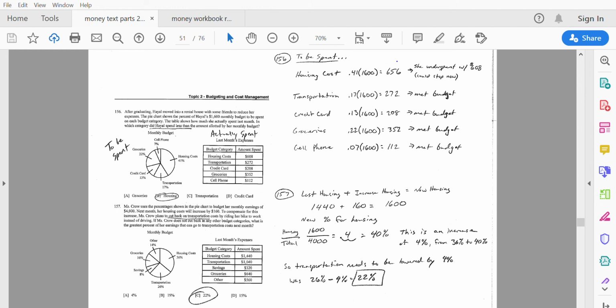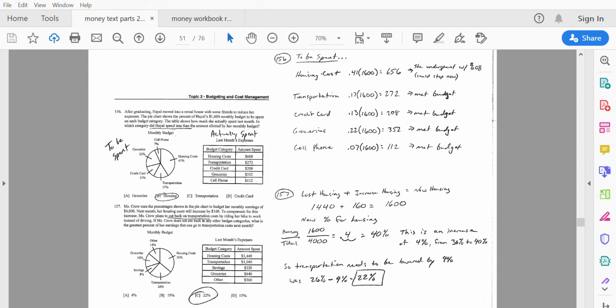So now we compare. Okay, 656 is what was budgeted. 608 is what she actually spent. So we were looking for where this was less, and we found it right away. 608 is less than the 656. So we could just stop right there and say, housing costs is where she underspent.